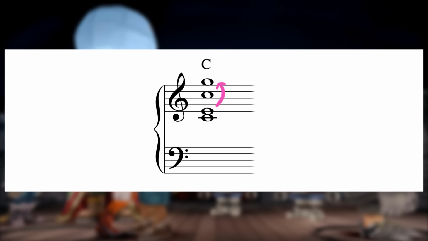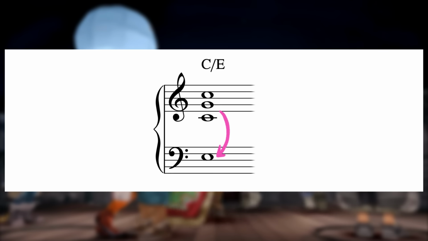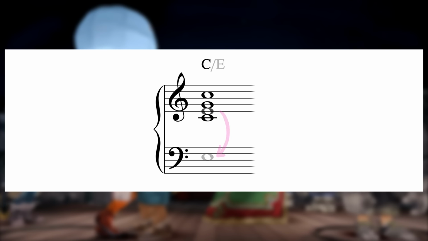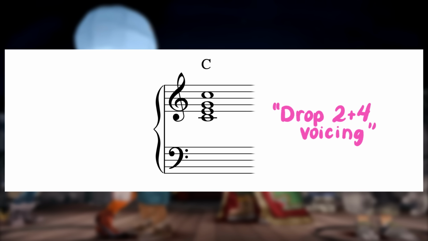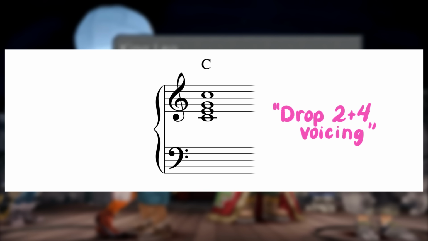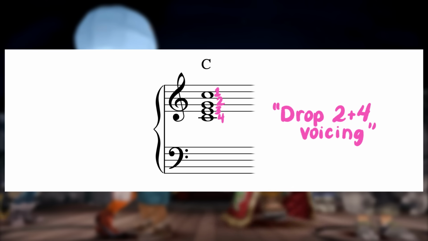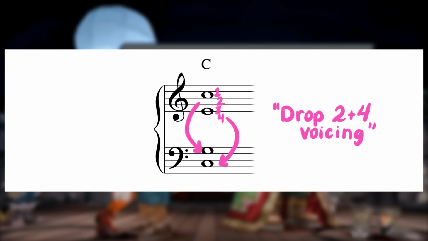We could send the second note from the top up an octave. We could send the third note here down an octave. That's a nice one. But to make things really spread out, let's use what's called a drop 2 and 4 voicing. This is where you take a basic closed voicing like this, count the notes down from the top, 1, 2, 3, 4, then take notes 2 and 4 and drop them down an octave.